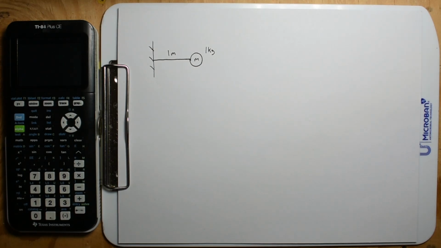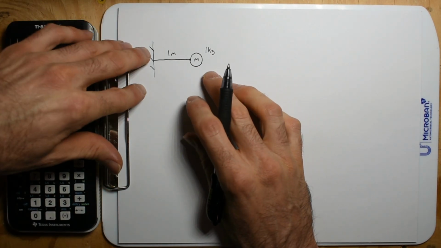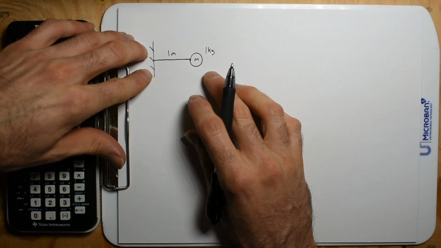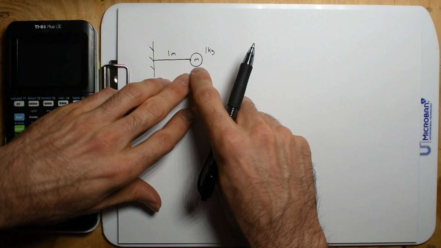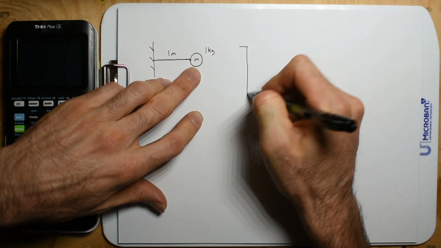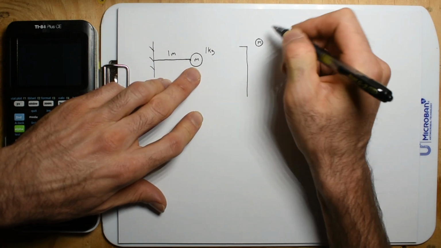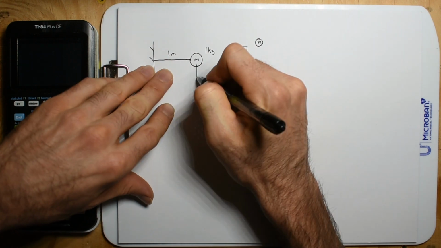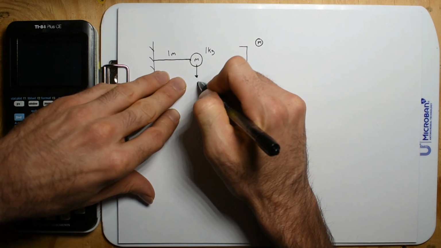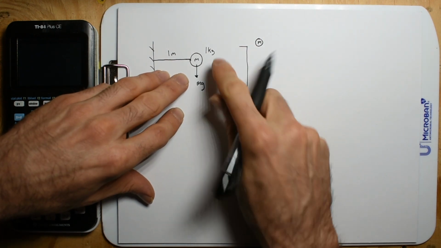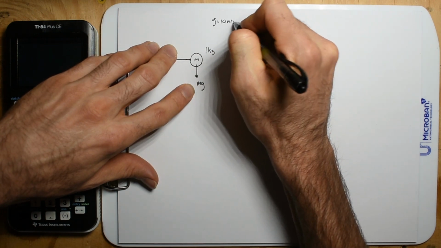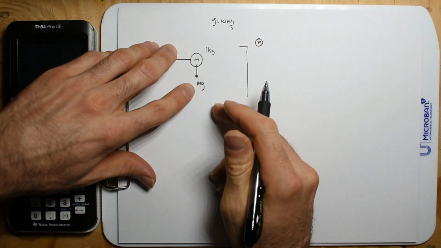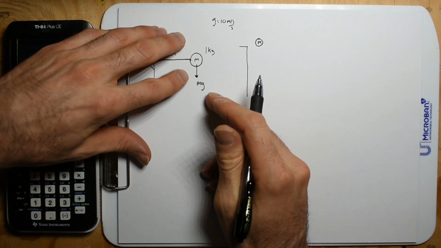Alright. So what we have here is, I want to simplify a rotational problem. This is very similar to just dropping this mass off a cliff. It has a force of gravity, so we have mg on it. If this is a mass of 1 kilogram, gravity is 10 meters per second squared.